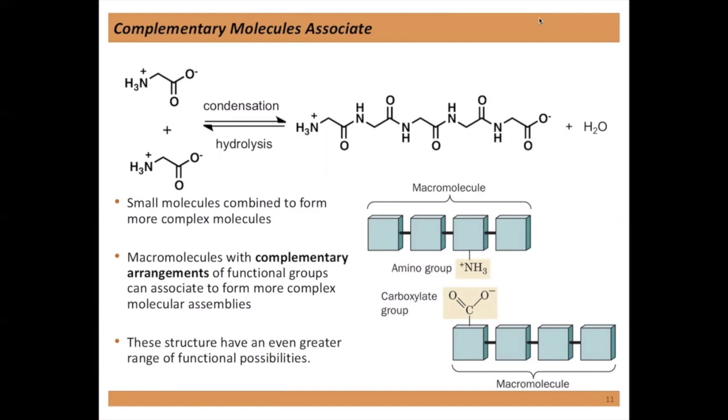So it was thought that maybe these macromolecules actually have complementary arrangements. So something on one of the molecules would be attracted to a complementary type of interaction on another macromolecule, and that would help that other molecule form. It would also lead to greater complexity, and greater complexity would lead to greater functional possibilities.